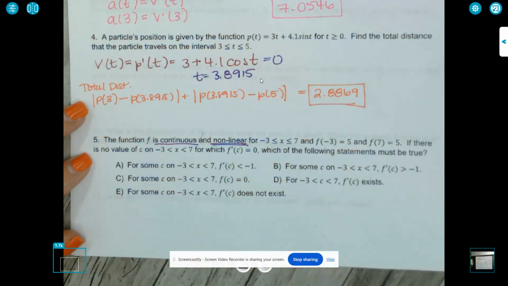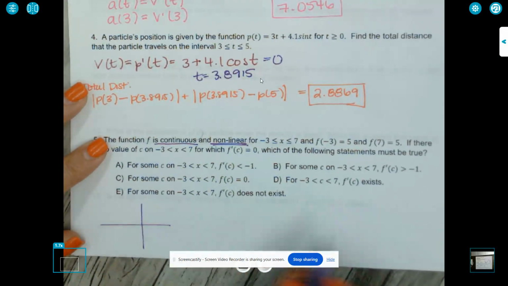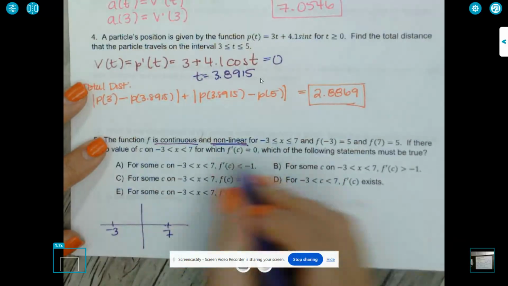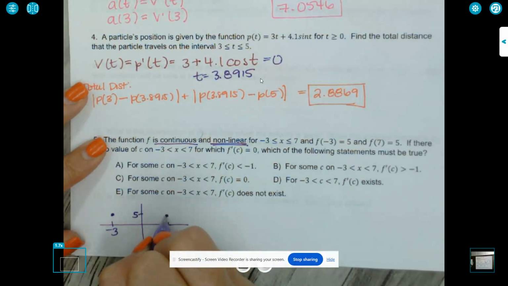Okay, so let's talk about a couple things here. All right, we're continuous and nonlinear. So if I look here between -3 and 7, it tells me -3 is 5, and it tells me 7 is 5.